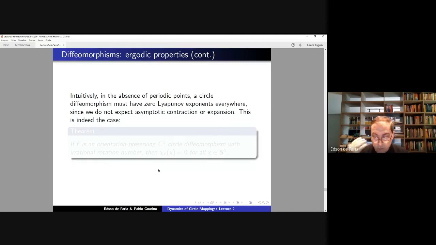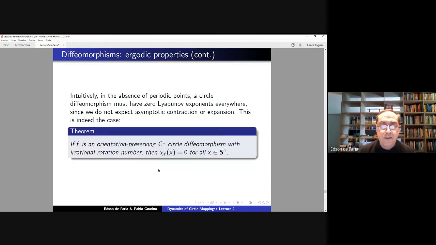So it's intuitively clear, sorry, that for these cases, the Lyapunov exponents should be 0. And this is precisely the content of this theorem. If you have an orientation-preserving C1 diffeomorphism of the circle with a rational rotation number, then it actually must have Lyapunov exponent 0 at all points.